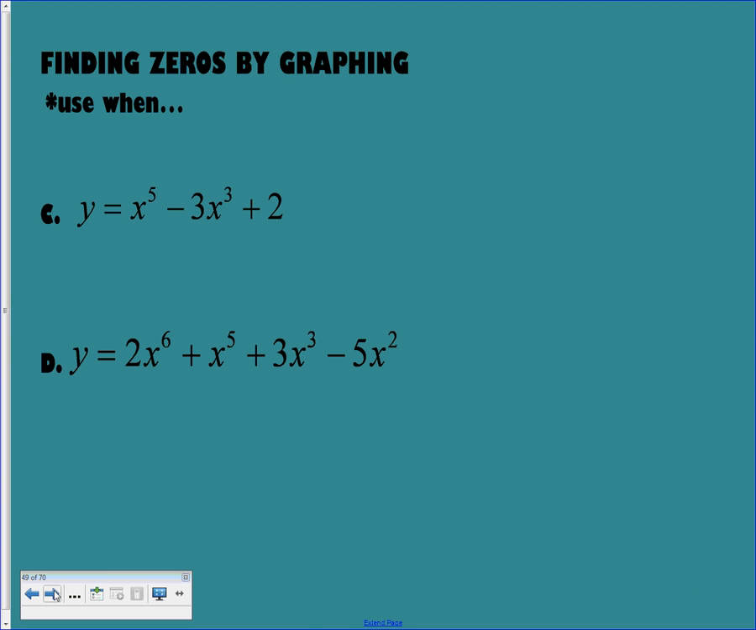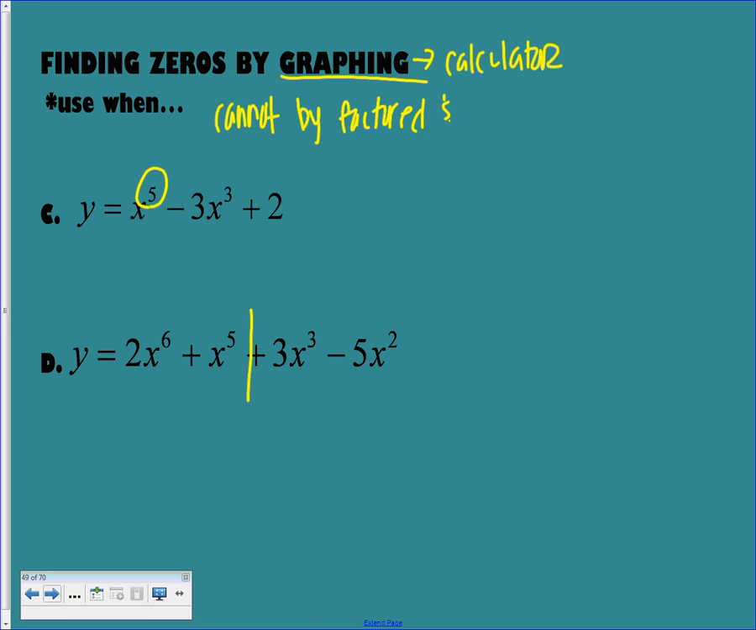There are more special cases when you have something like these two equations. You can't factor them because they're just ugly. For D, you could try to split it down the middle, but it's not going to work out. For C, you have an x to the 5th, but the 2 doesn't have an x, so you can't pull that out. So you're going to use the graphing feature on your calculator to find these zeros when the equation cannot be factored and is not quadratic.